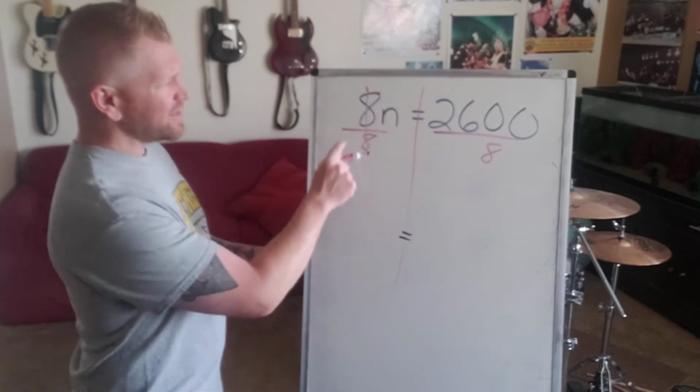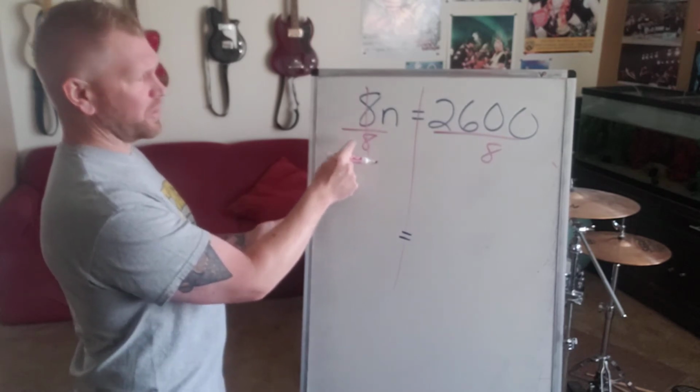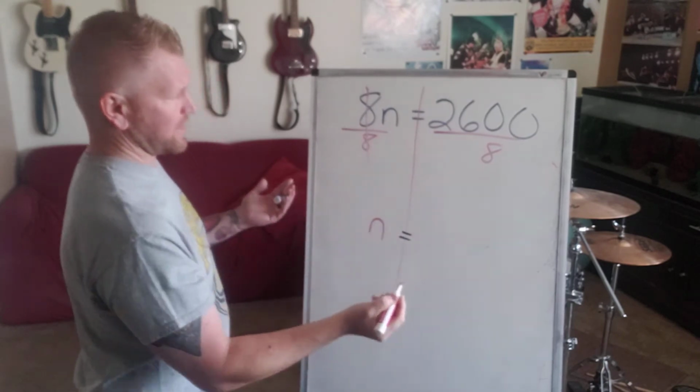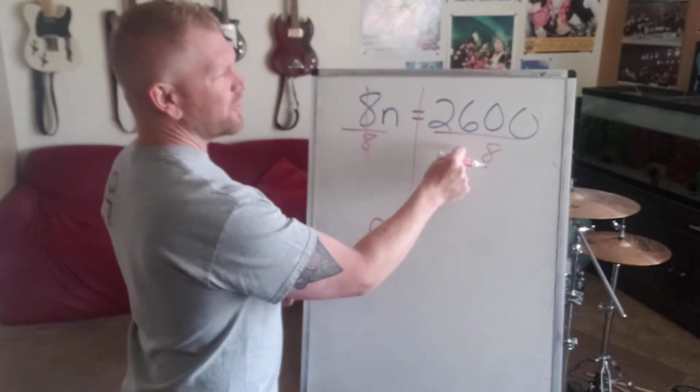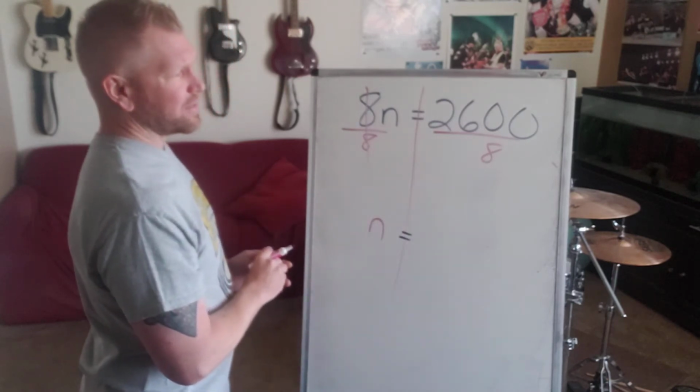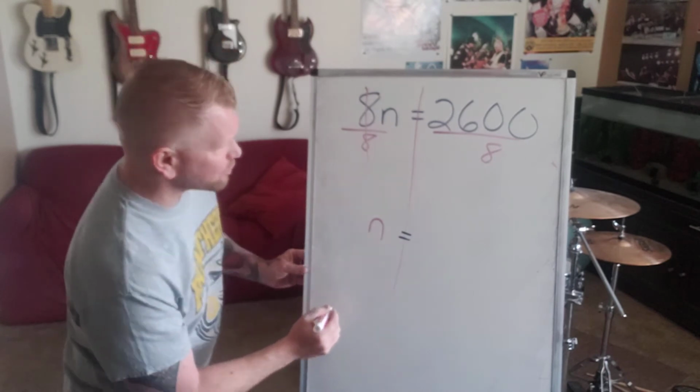And then when you think about it, many of you know that 8 over 8 equals 1. So that's just 1n. And 1n is just n. Okay, so the 8's get rid of each other. The n comes down. I got to figure out what is 2,600 divided by 8. To be honest, I don't know what the answer is to that. So I can do some scratch work off to the side.